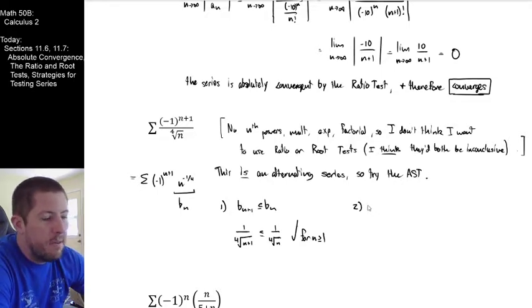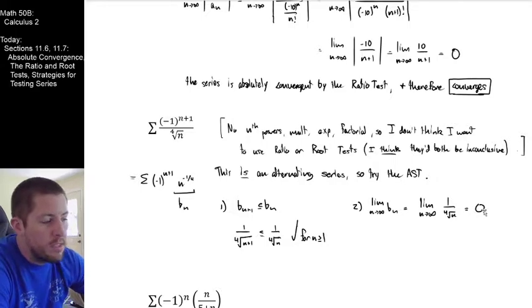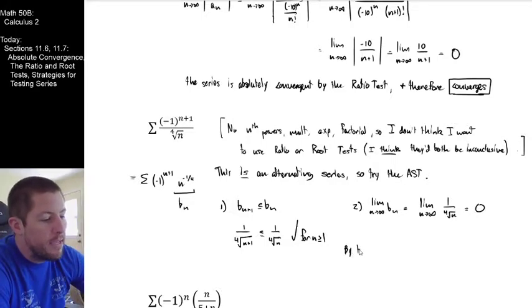Our second statement right here is we need it to be the case, let's see if I can write it correctly, that the limit as n goes to infinity of b sub n is equal to 0. Our limit as n goes to infinity of 1 over the 4th root of n. Hopefully it's pretty obvious to you it's going to 0 there because the bottom is getting infinitely large. And so by the AST, it looks like this guy does converge.